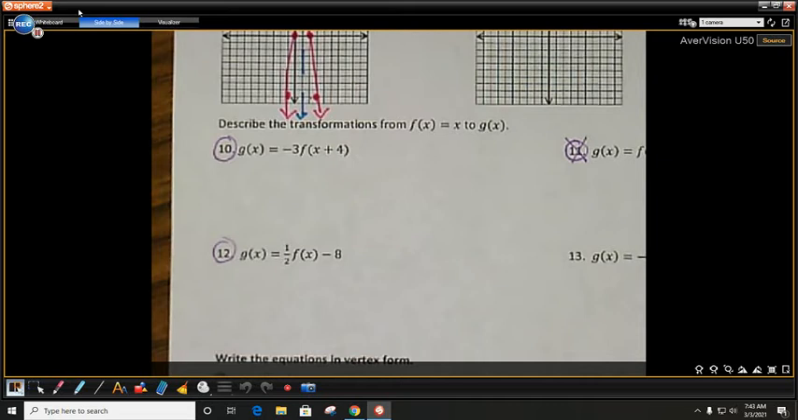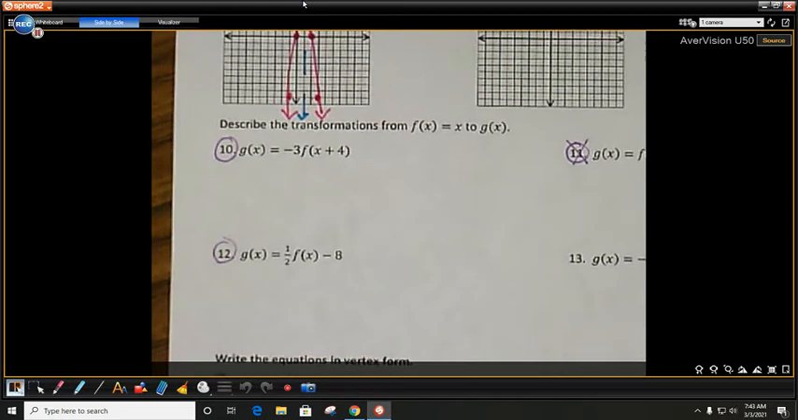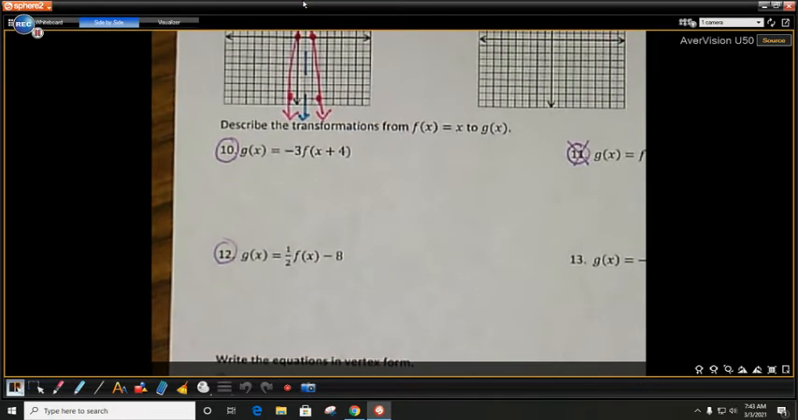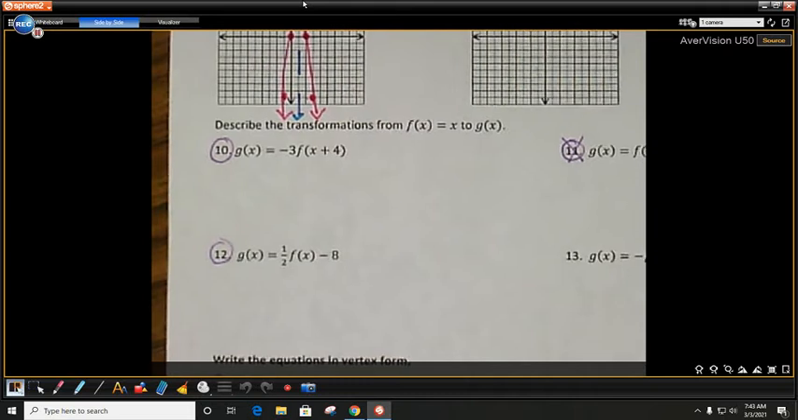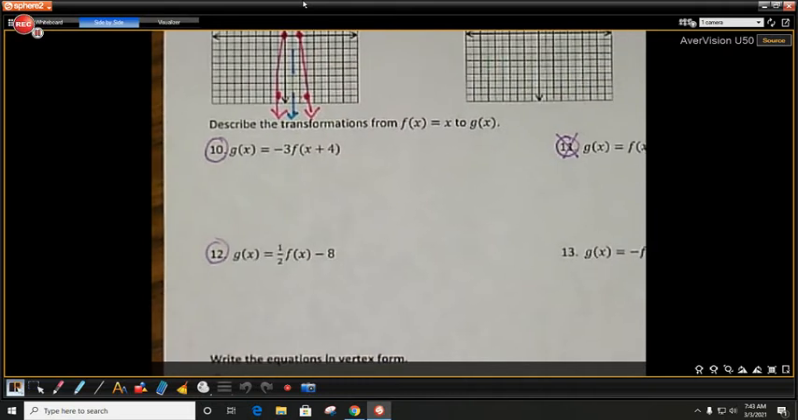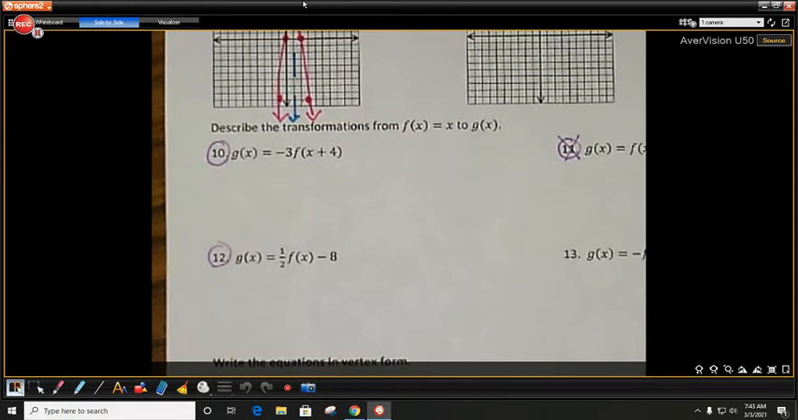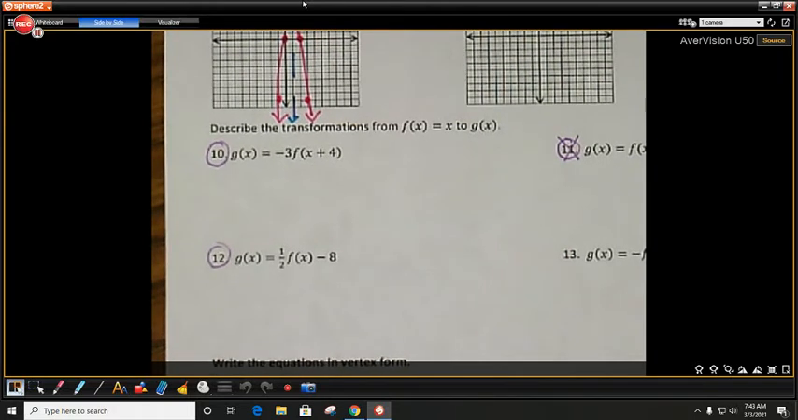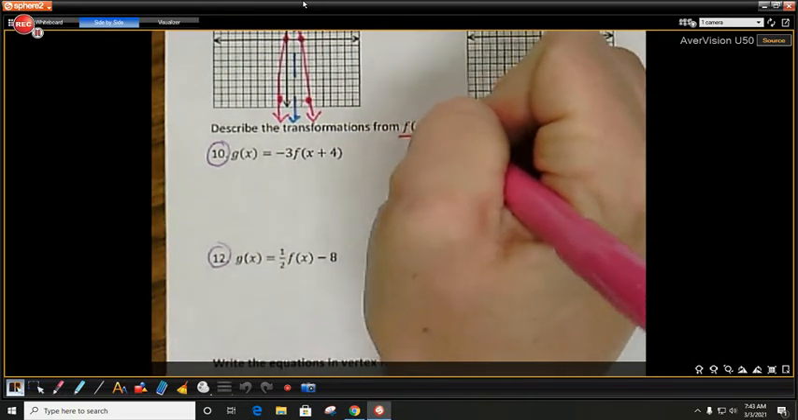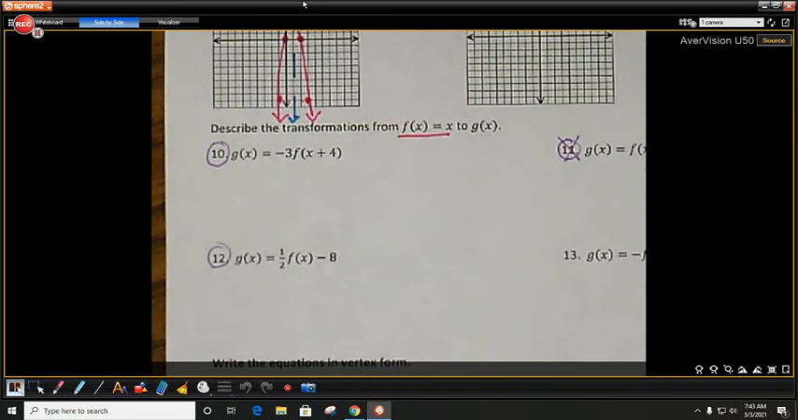Okay, whenever we are transforming, it's super important to list out your starting values for your A sign, A value, H value, and K value, and then your new A sign, A value, H value, and K value, because it makes it a lot easier to then identify what has changed, because when you're transforming, you're looking for things that have changed.